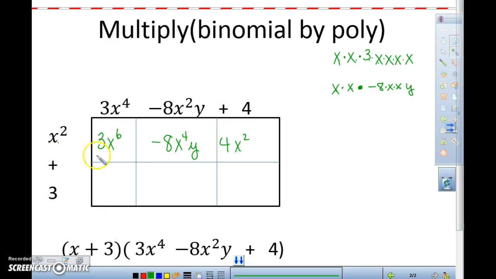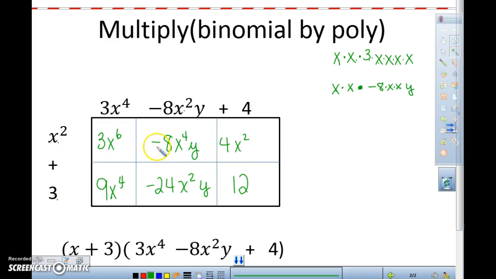And then we're going to do the 3 times everything. So we have 9x to the 4th. 3 times this one is negative 24x squared y. 3 times 4 is 12. We want to look for like terms.